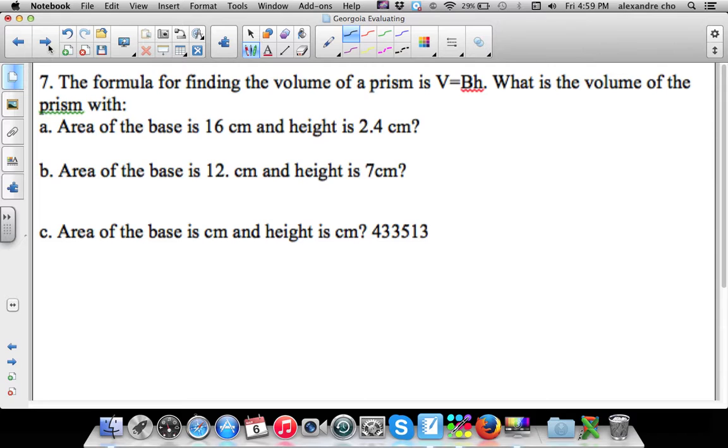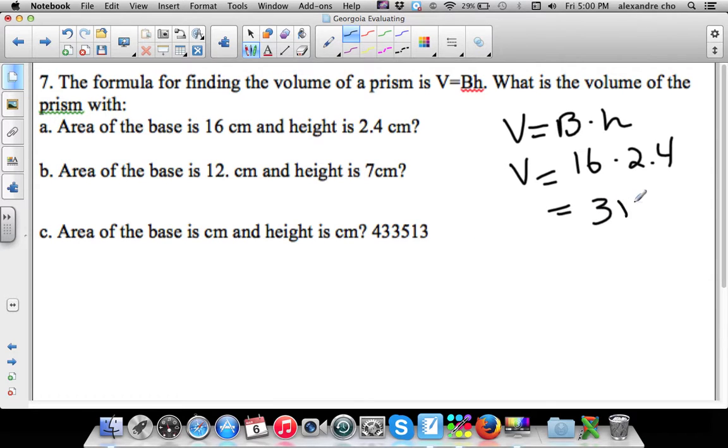Number 7. We'll eventually be talking about this. Here you're given the formula, base times height, where the area of the base is 16 and the height's 2.4. So V equals B times H. Let's do letter A. Again, we're talking about volume, and the base is 16 and the height's 2.4. If you were to multiply these two numbers, you would get 16 times 2.4, which is 38.4, and we have units, in this case, centimeters cubed.